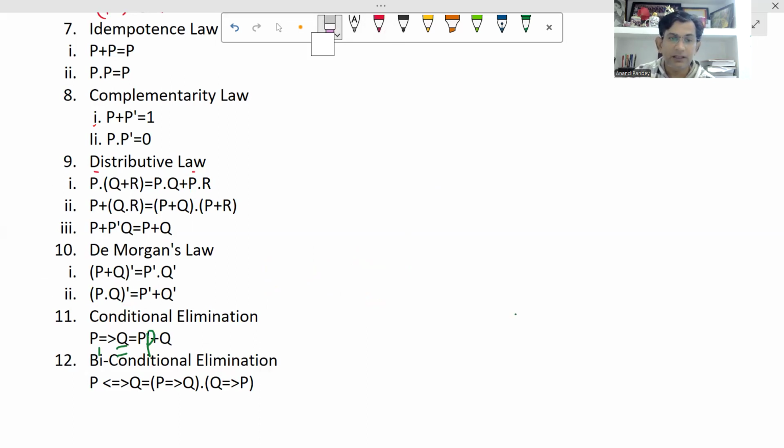Okay. Now, the last two, just remember them. P implies Q is equivalent to P dash plus Q. Remember this. And P equivalent to Q is equivalent to P implies Q dot Q implies P. It is by biconditional elimination. Please remember all these laws. Okay. And these laws are very important. Students, as I told you, you have to remember the laws with their names. If you're not learning these laws, a few of the questions you will not be able to solve in Boolean algebra. So kindly learn them.